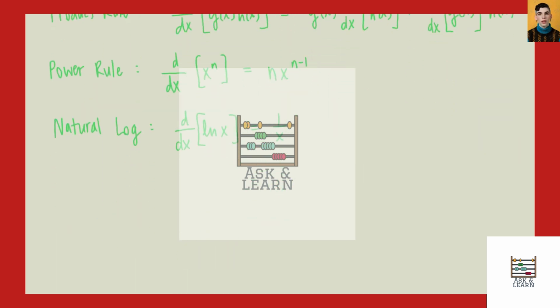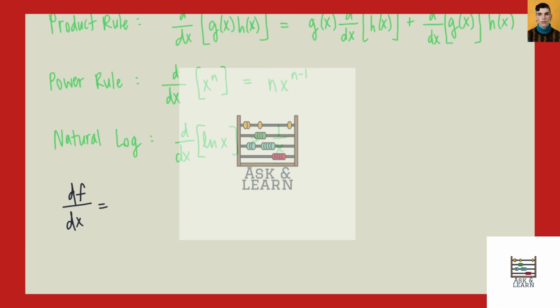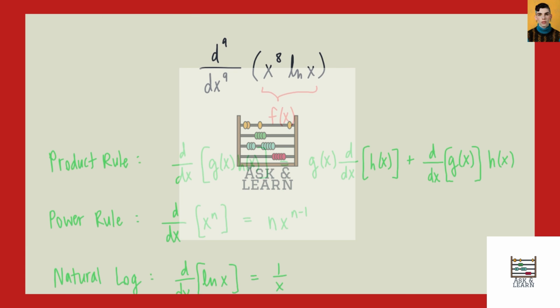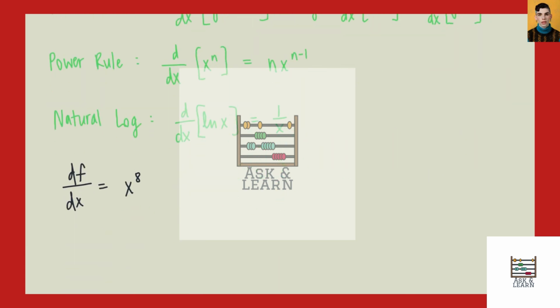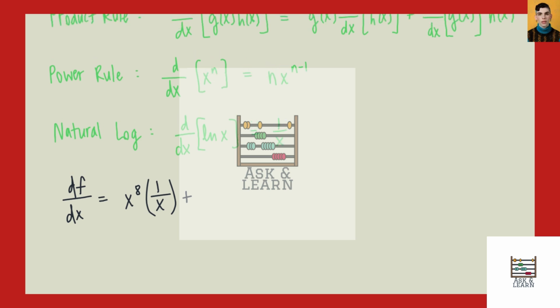We have df/dx is equal to, now using the product rule, I'm going to hold x to the 8th power constant and take the derivative of natural log of x. So the derivative of natural log of x is just 1 over x. Now I need to add the derivative of x to the 8th power, which I get using the power rule. So this is 8 times x to the 7th power, and I multiply it by natural log of x.